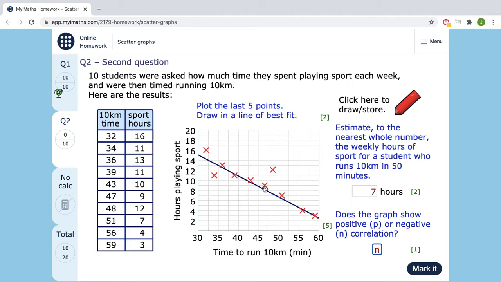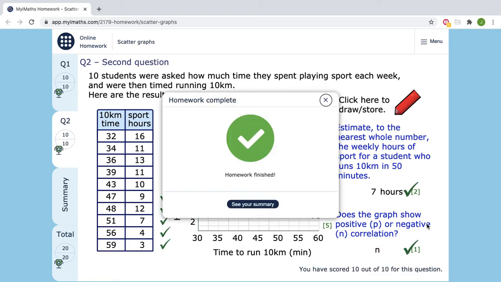Again, I disagree with the way they've got these axes, because the time you spend running 10 kilometers could depend on the number of hours you spend practicing sport. So really, they should have the independent variable on the x-axis and the dependent variable on the y-axis. So I disagree with the way they've put the axes here. Let's just mark this, and it's 10 out of 10.